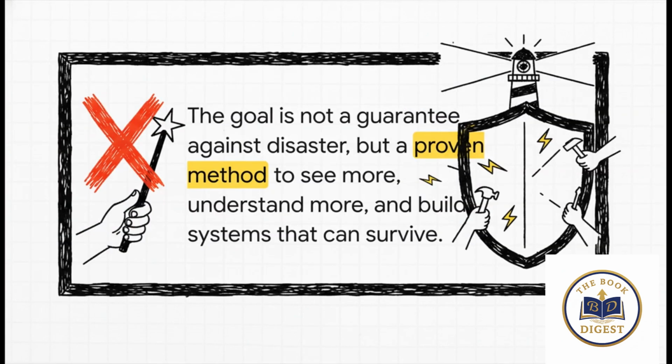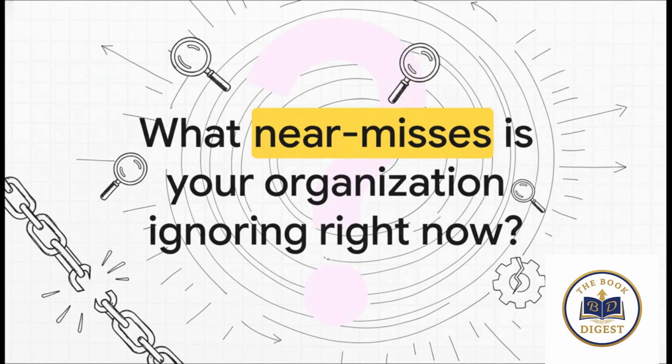You know, in the end, this book isn't offering a magic wand to eliminate all risk. What it offers is something far more valuable. A proven method to build an organization that can see what's coming and is resilient enough to survive it. And that leaves us with a final thought-provoking question for you. Based on this framework, what are the warning signs, the near misses that are hiding in plain sight in your own organization right now?